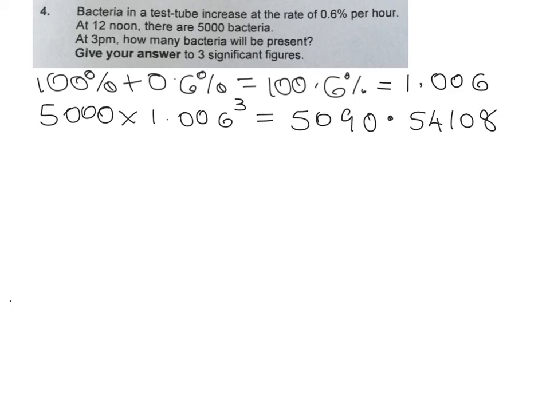5,090.54108. Now we've been told to round to 3 significant figures. So we start counting as soon as we hit a number that is not 0. So 1, 2, 3, that's my third significant figure. So I'm going to round to the nearest 10.